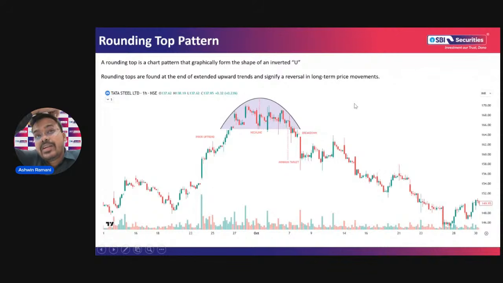So what happens in a double top or triple top? If you all can let me know in the chat box. Can anyone tell me what is the difference between a double top, triple top and rounding top?